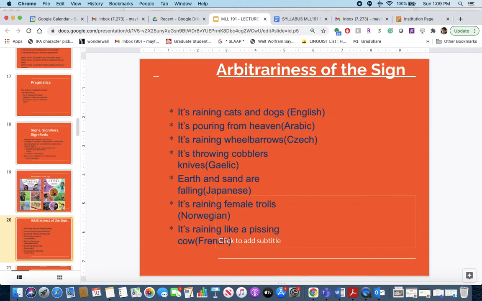So we can also see this with various expressions. In English, we always like to say, it's raining cats and dogs, to infer that there is a lot of rainfall, right? In other countries, let's say: It's pouring from heaven. It's raining wheelbarrows. It's throwing cobbler knives. Earth and sand are falling. It's raining female trolls. Thank you, Norway. It's raining like a pissing cow. Thank you, France, right? So, we're able to see the same thing, but also have different ways of representing it.